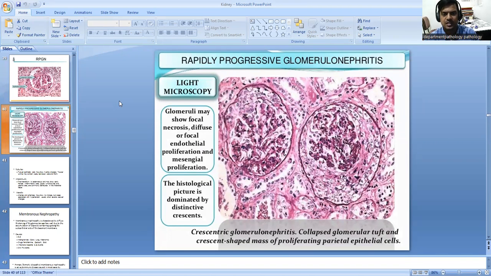Rapidly progressive glomerulonephritis, the light microscopy picture. The glomeruli show focal necrosis, diffuse or focal endothelial proliferation, and mesangial proliferation. The histologic picture is dominated by distinctive crescents, shown in the picture: crescentic glomerulonephritis, collapsed glomerular tuft, and masses of proliferating parietal epithelial cells.